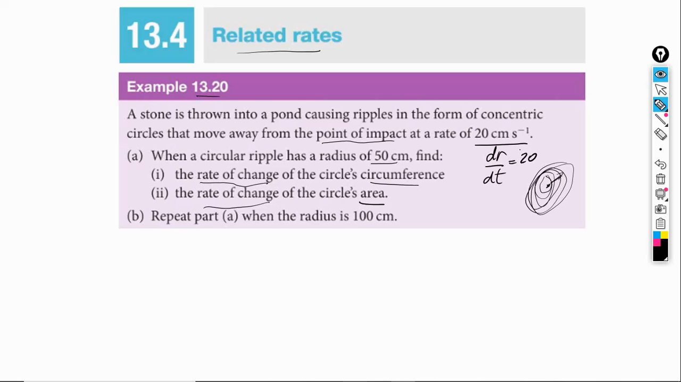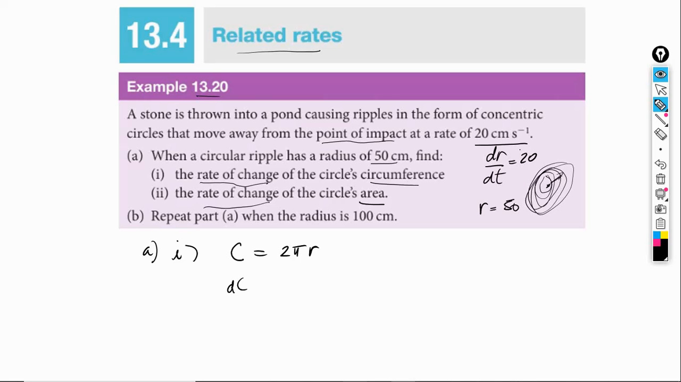For part A, the question is what happens to the rate of change of the circumference when the radius is 50. So the radius is 50. Same applies to the circle's area. So let's do part 1. We need the rate of change of the circumference. Normally circumference is equal to 2 pi r. But if we apply the derivative of this with respect to time, we are going to get an expression that gives us different rates of change.